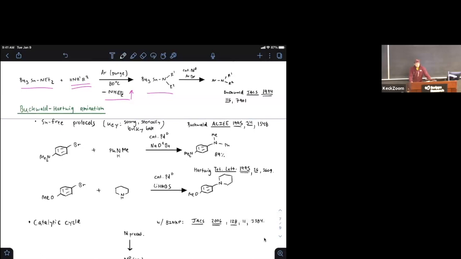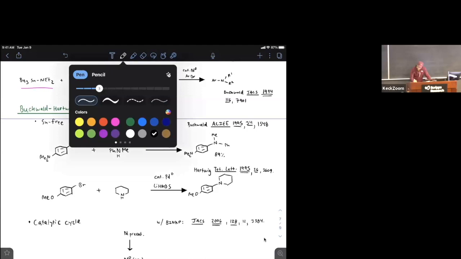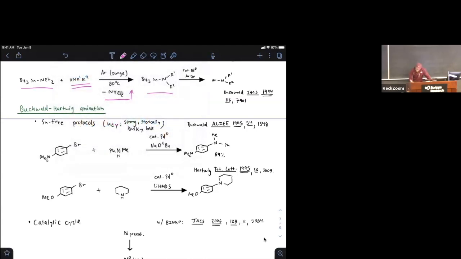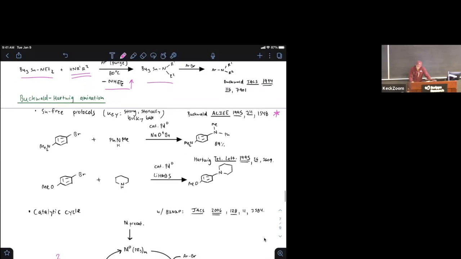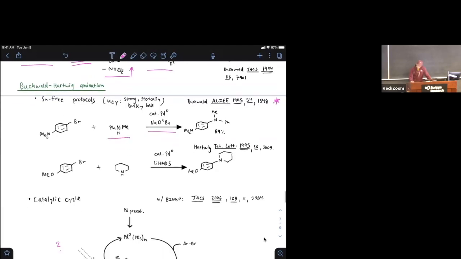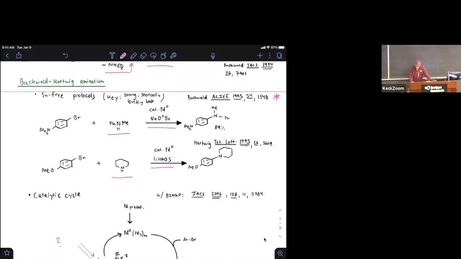I think Steve came to give a lecture for the Reibenspies-Sessler Symposium recently and talked about some of the history and reception of this work at its time of publication. I won't rehash that here, but that was interesting to hear. So you see in the Buchwald report, N-methylaniline is a competent coupling partner in combination with sodium tert-butoxide. The Hartwig publication, a 1995 publication, uses pyrrolidine in combination with lithium HMDS.